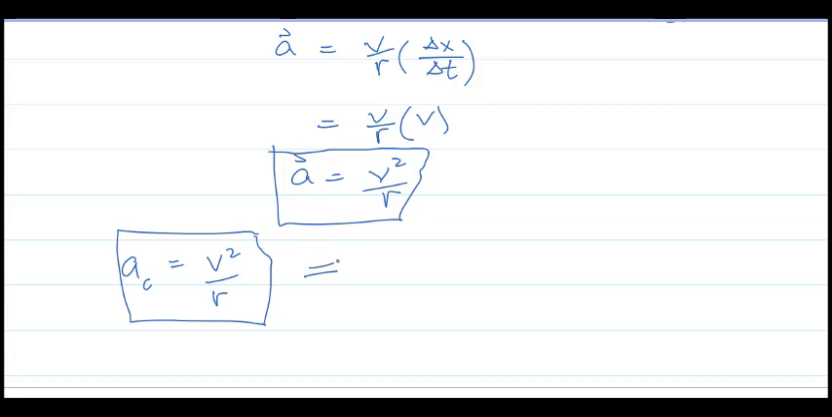And if this is our centripetal acceleration, what is our centripetal force? Our centripetal force, according to the equation of the second law, is equal to ma, but our acceleration refers to the centripetal acceleration. Therefore, Fc, or centripetal force, is equal to mv squared over r.